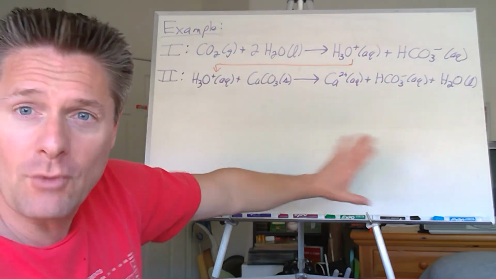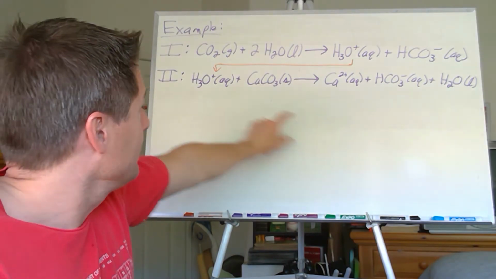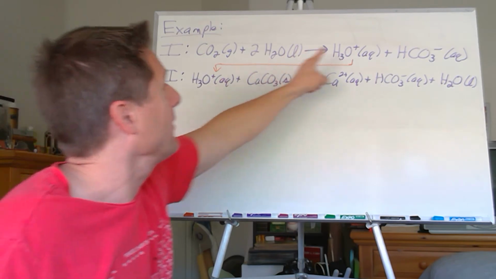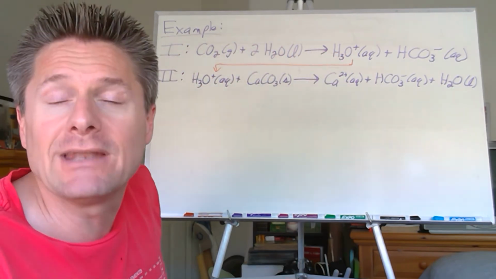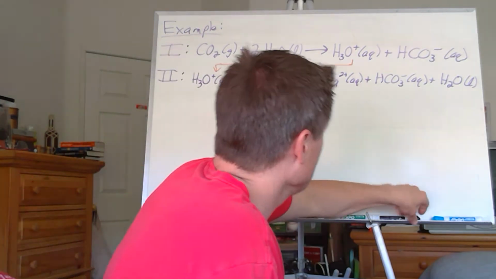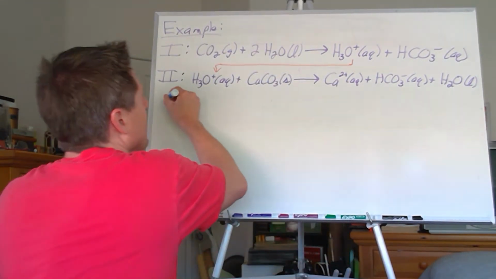We could do a double stoichiometry problem with this, right? You see how they're connected by the intermediate. So I could go like moles of this to moles of that, and then moles of that to moles of this, just like we did last time. But what we're going to do this time, we're going to add these equations together. Let's do it. Let's add these together.